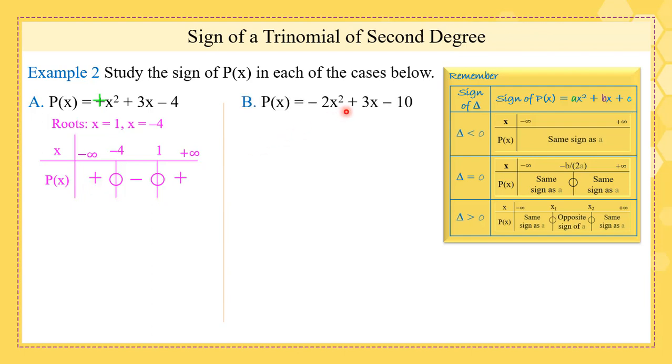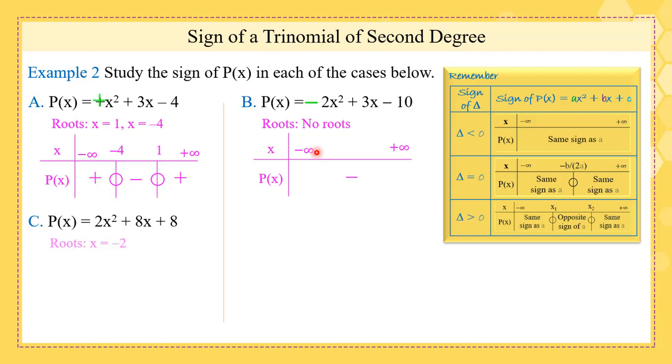This is also a trinomial of second degree. In this case we have no roots, and we can tell by using either delta or the calculator. Now, in case we have no roots, we have to use the same sign as a, and a in this case is negative, as you see. So we put a minus.